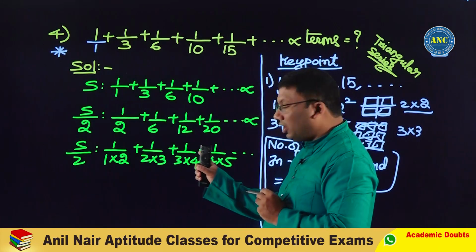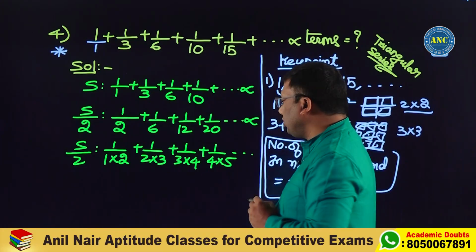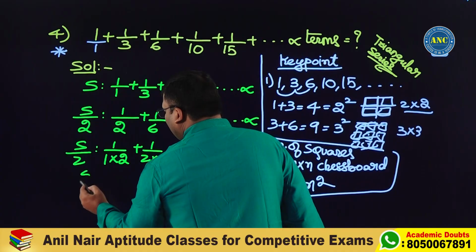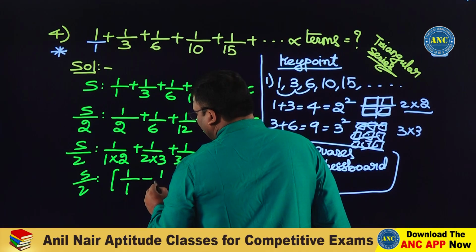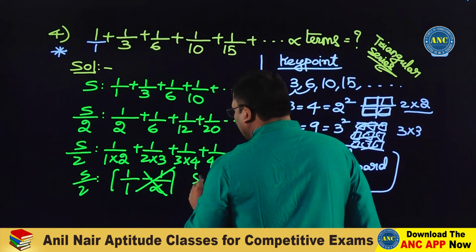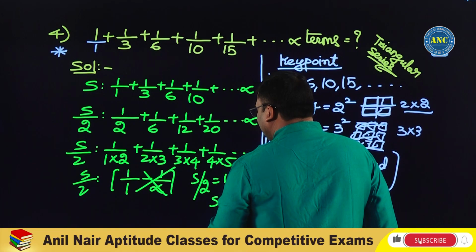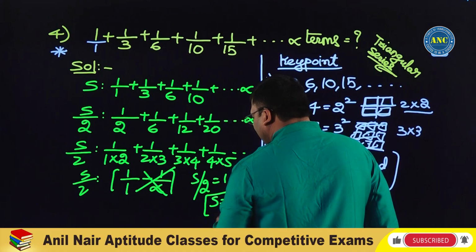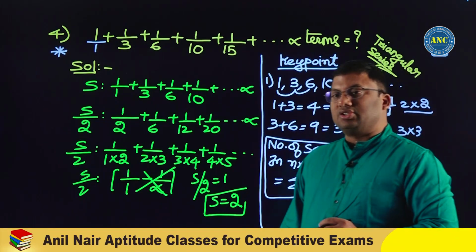We know how to solve these series. 1 into 2 plus 2 into 3 plus 3 into 4, and so on. So this will become 1 by 1 minus 1 by infinite. 1 by infinite is 0. S by 2 is 1. The sum to infinite values, the answer for this question is 2.